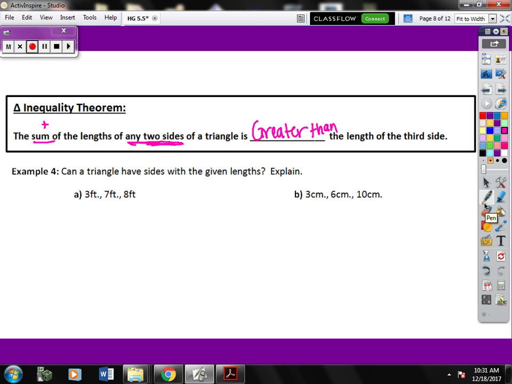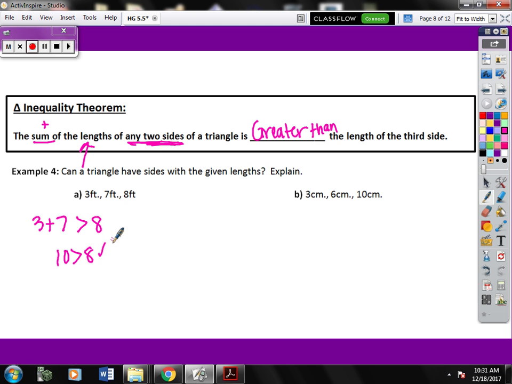If we were to have a 3-foot piece of wood, a 7-foot piece of wood, and an 8-foot piece of wood, is there any way that we can put them together that would make a closed shape? Because sometimes one of the sides is too big that it wouldn't actually close, it would be like an open figure. Okay? So to test this, we're going to test that the sum of any two sides is greater than the third. So we'll start off with 3 plus 7. Is that greater than 8?